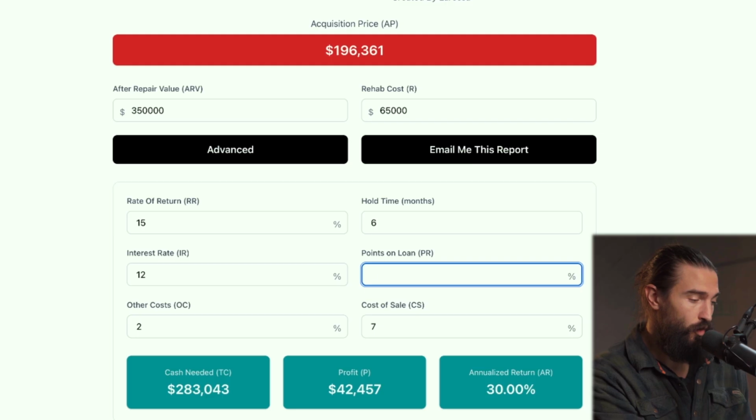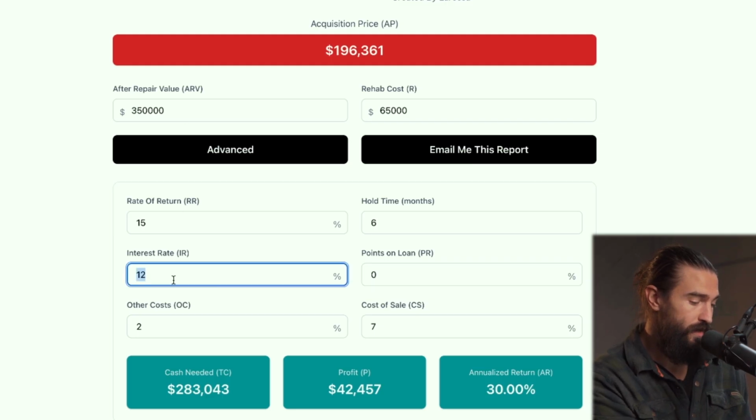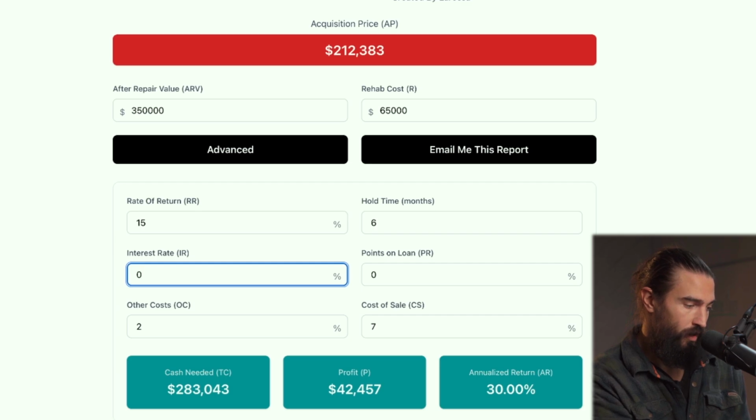Now, I hear some of you out there saying that, well, I have cash, so I don't have any interest. Well, of course, you could change this to 0 and 0, but you notice how that is upping your acquisition price. So one method might be that you're bringing your own cash so you can offer more for these houses, therefore beating out your competitors who are trying to get the houses for cheaper.